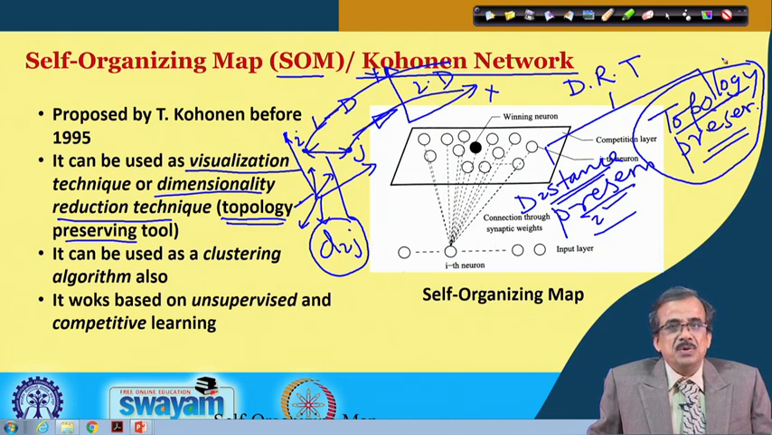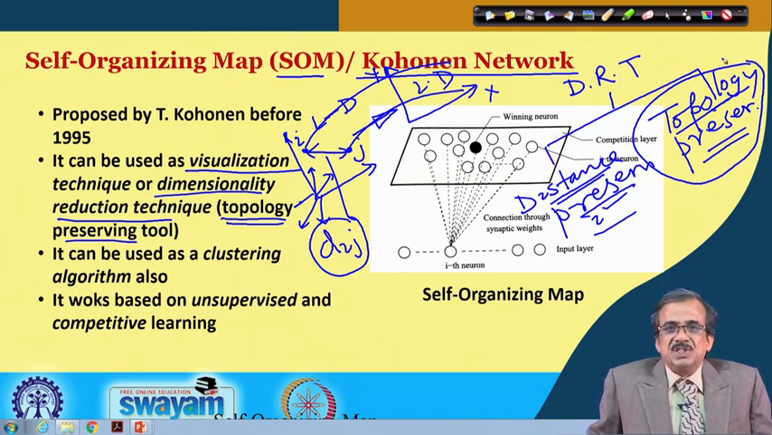Now, I should mention one thing: in the human brain we use this type of network very frequently, and that is why we can remember the topology. For example, sitting at a particular place, we can think, say for example, starting from here, the road towards another city.